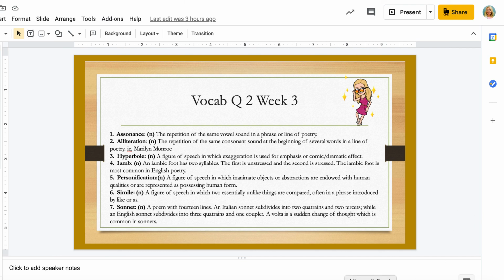So now you should have a deep understanding of an iamb and a sonnet, along with all of the other literary devices. Please put these notes in your study guide, your vocabulary study guide organizer, and begin studying.